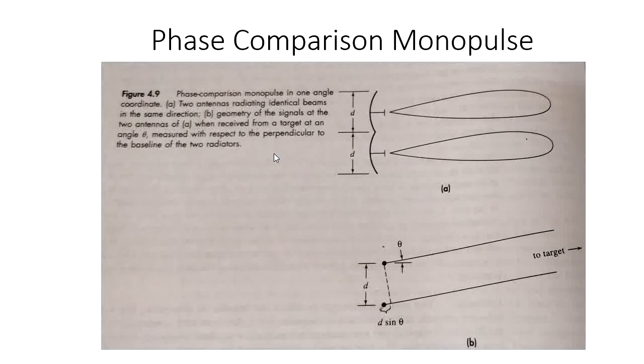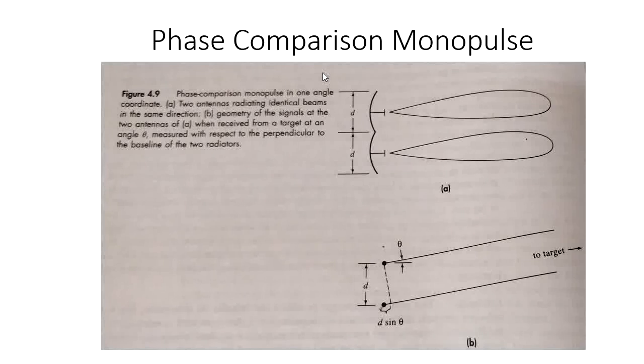And next, as I told, there are two types. One is called the amplitude comparison monopulse and the next is phase comparison monopulse. Now we will discuss the phase comparison monopulse. So here the same concept we are using. The concept is what? We need to calculate the angular error.